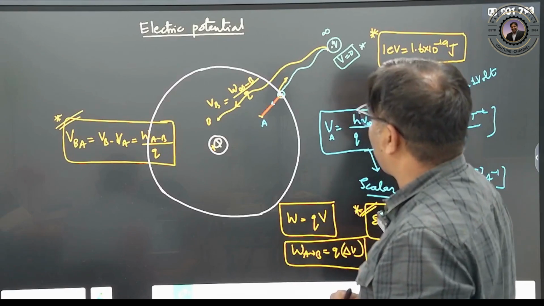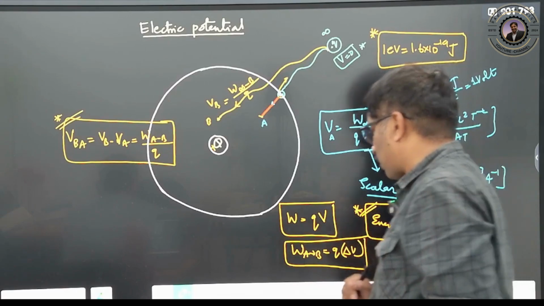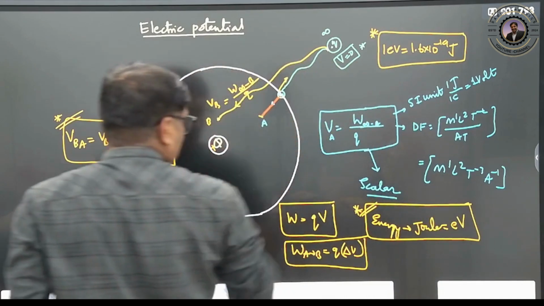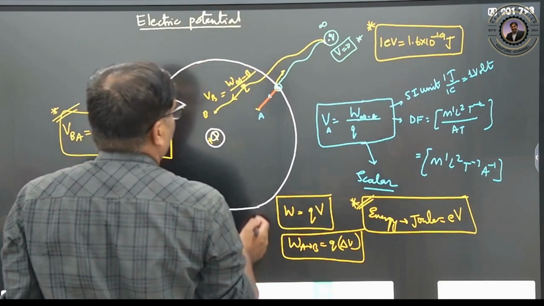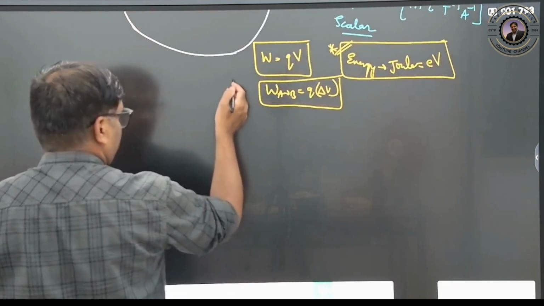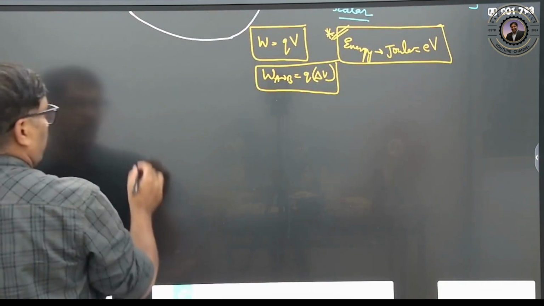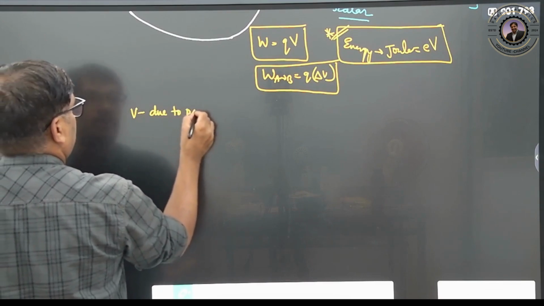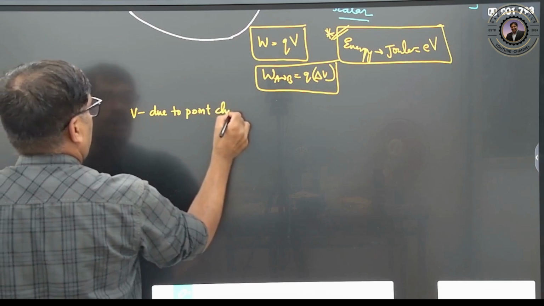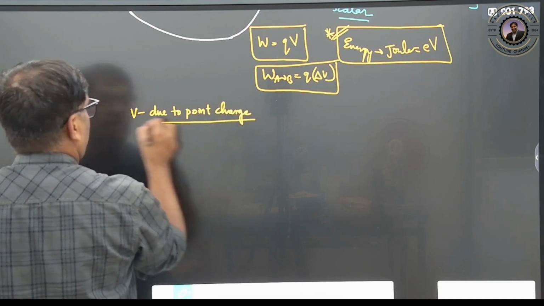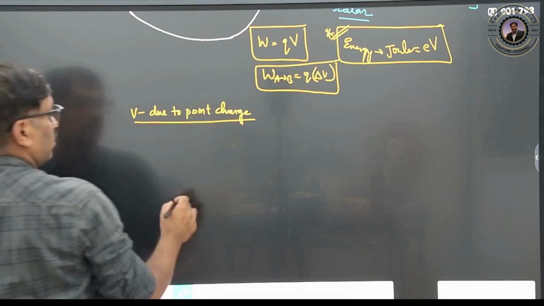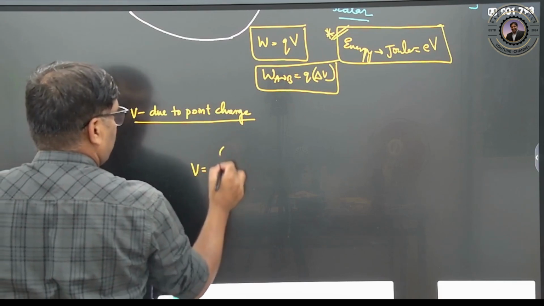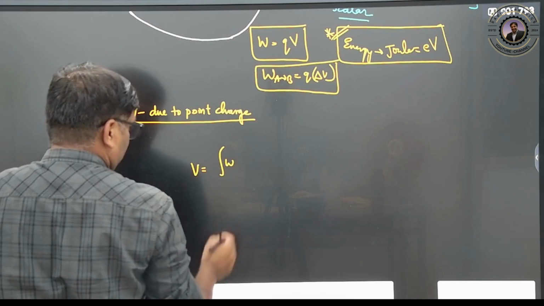Here, we already discussed this electric potential. So, we will calculate what is the potential created by this one. What is the potential which is created by the point charge? So, here, potential due to point charge. Right. So, therefore, work potential will be equal to the integral of work done, dW.